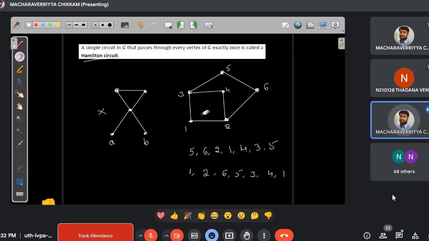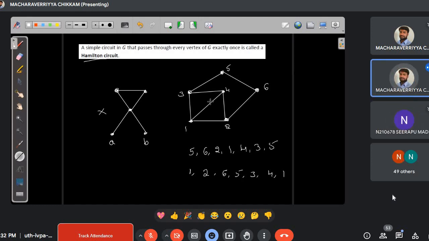Suppose I don't have that edge in the middle, and I start at 5. Then we can come to 6, 2, 1, then you may not move to 3, but if you go to 4, there is no way to go back to 5. So there is a problem. If you don't have this edge, then it doesn't have a Hamilton circuit. So by removing this single edge, we are making this graph have no Hamilton circuit, right?